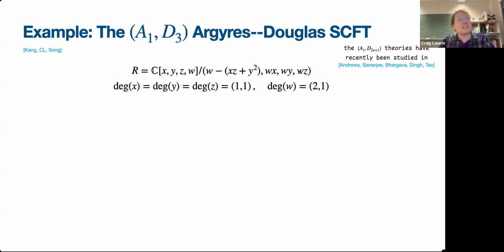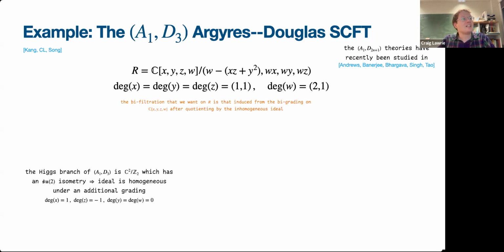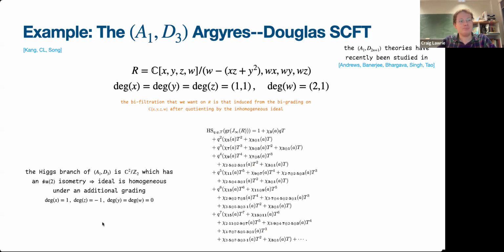So in this case, we take this equation, we take the degrees to be this. Okay, this is a choice, I'm just telling you. The bifiltration is the usual one that's induced by quotienting the inhomogeneous ideal. And then you notice something else. I told you the Higgs branch is C2 mod Z2. You remember that that has an additional SU2 isometry. So the theory has an SU2 flavor symmetry. And we can add an additional grading which captures that flavor symmetry. You can then compute the Hilbert series. Now it's in fact quadruply graded because you're including this extra grading. And you get this beautiful expression here.